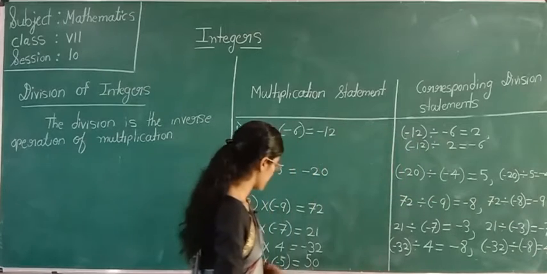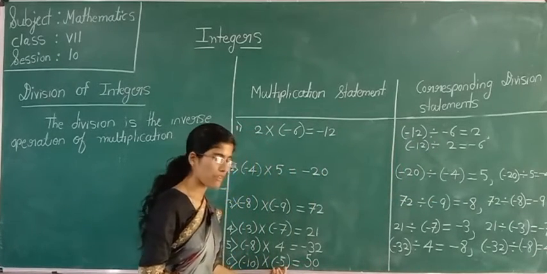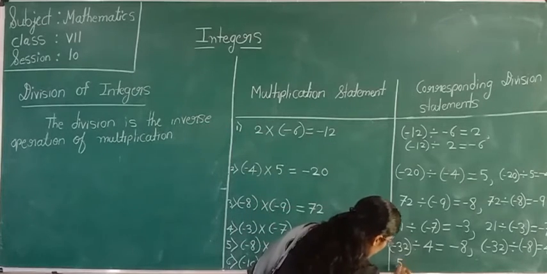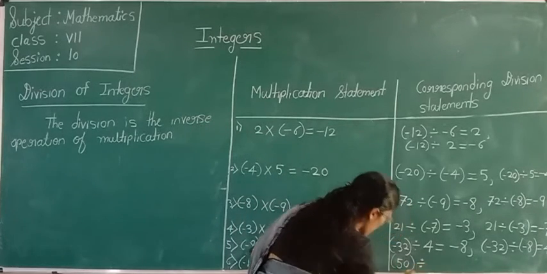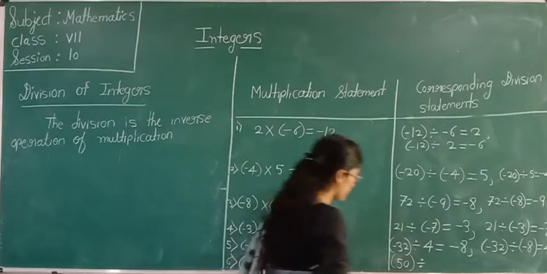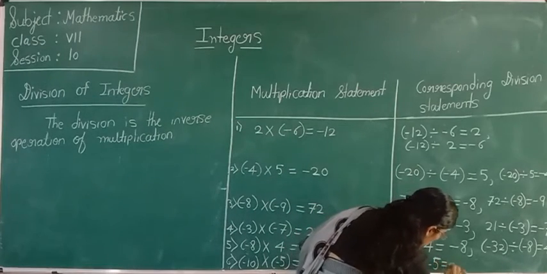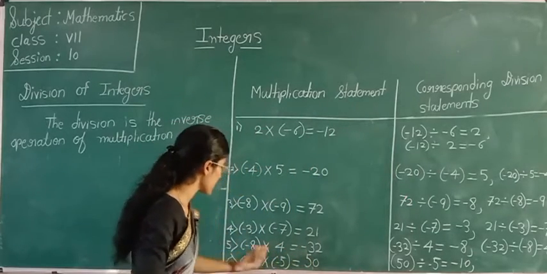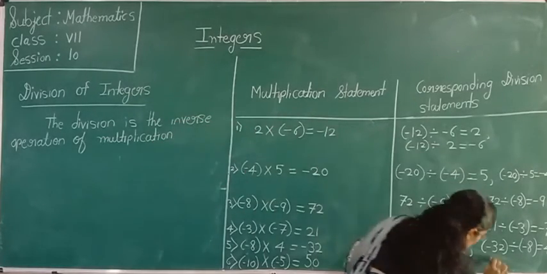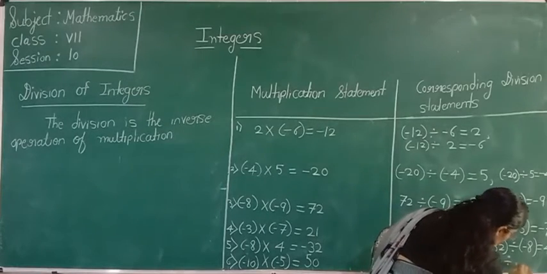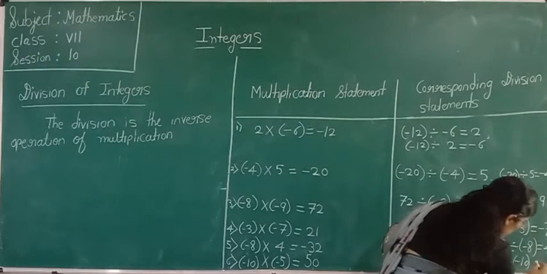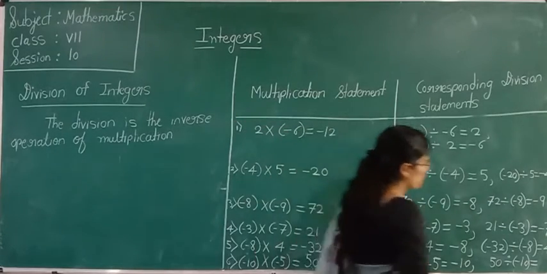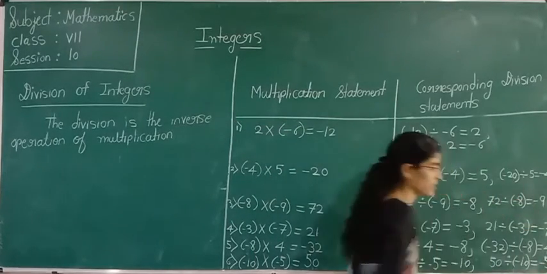Right? Now see here, 50 divided by minus 5. The result is minus 10. It is minus 10. Okay. Now we will do 50 divided by minus 10. It is what? The result is minus 5.